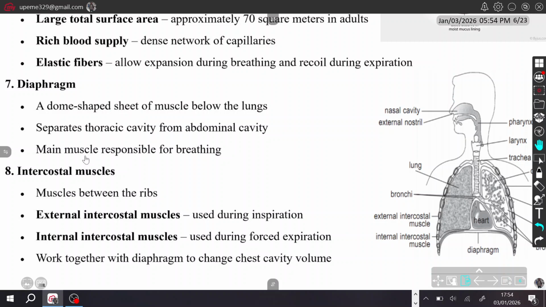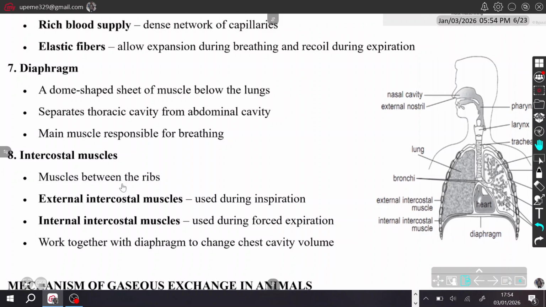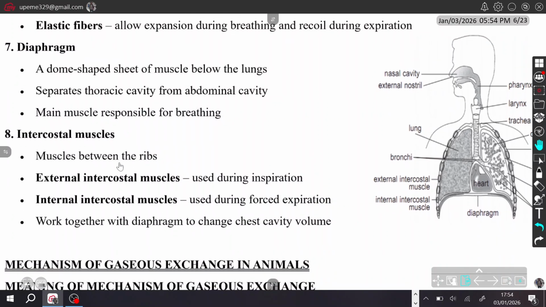So it is the main muscle responsible for breathing. So this guy here, it is the main muscle that is responsible for breathing. Other than just being a boundary, it also helps in breathing. Then afterwards, we have what we call intercostal muscles. These are muscles between the ribs.